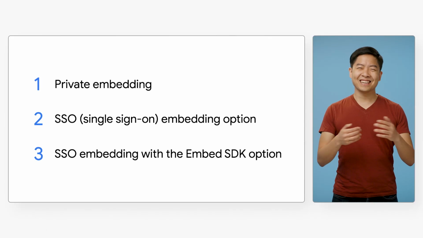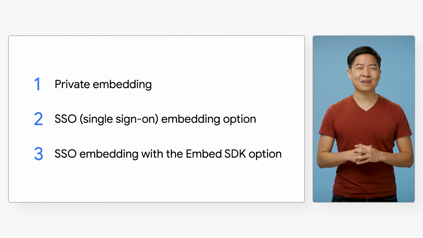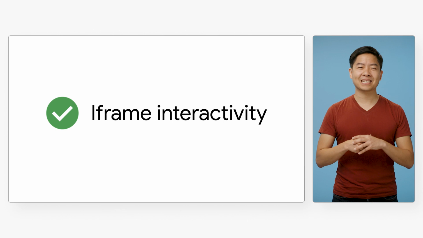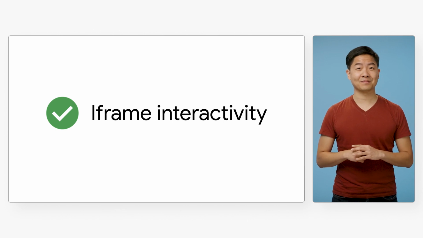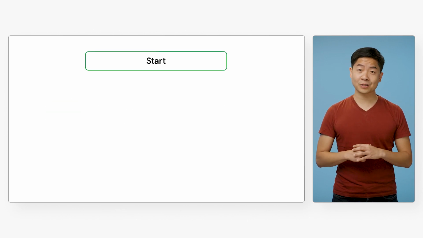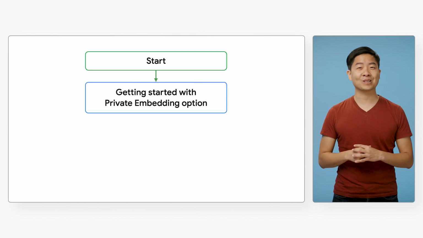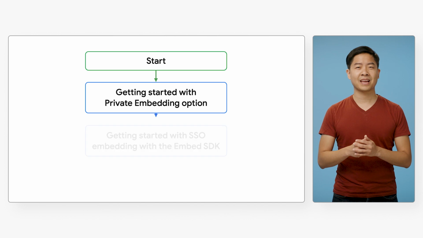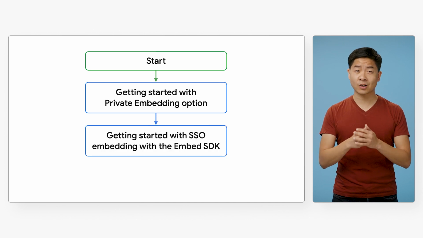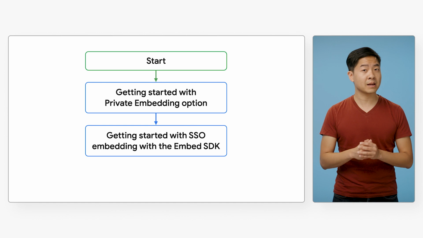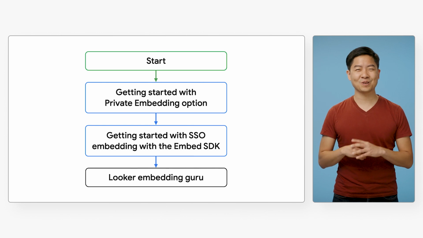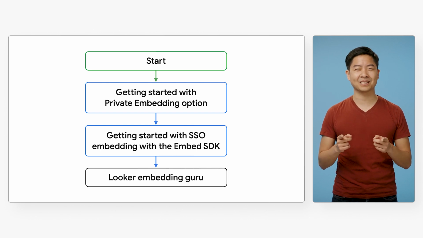In conclusion, you can embed Looker content in an iframe in multiple ways depending on your needs. And your host application can interact with the iframe. If you don't know where to start, we recommend getting started with private embedding because it is our simplest embedding option. And then we recommend you get started with the SSO embedding with the Embed SDK to help you get more familiar with Embedding Looker. And with that, you will soon be an expert in Embedding Looker.